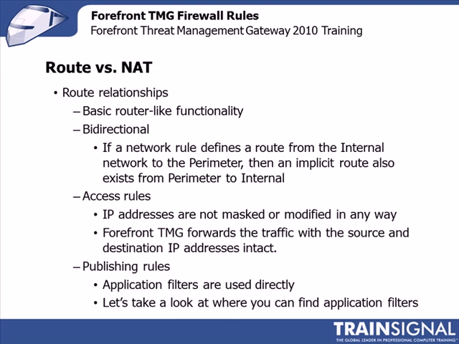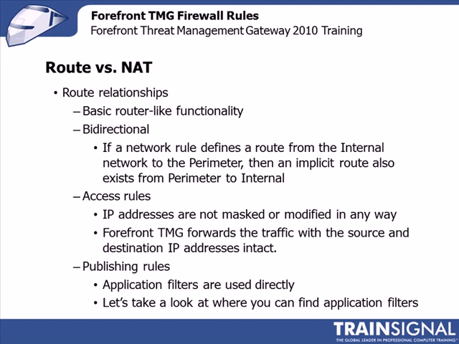One of the basic networking concepts that you need to understand with Forefront Threat Management Gateway is the difference between a routing relationship and a network address translation or NAT relationship. Route relationships provide basic router-like functionality, and they allow you to connect 2 separate networks to one another via the router. When it comes right down to it, a firewall is just a router on steroids. It's a router with lots of additional functionality behind it. A route relationship is also bidirectional.